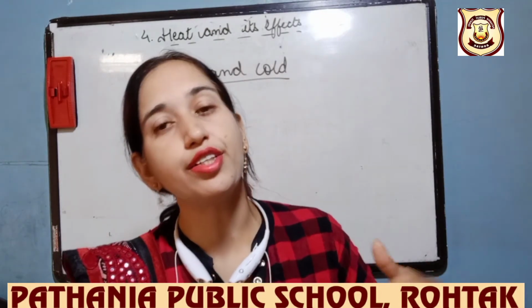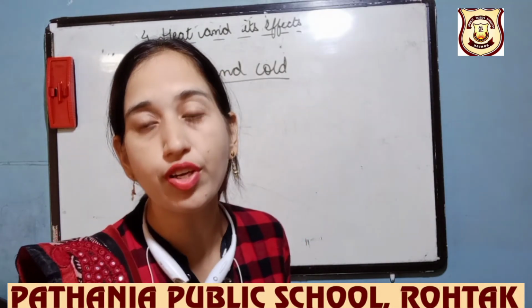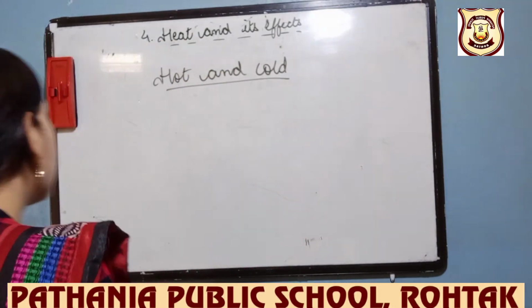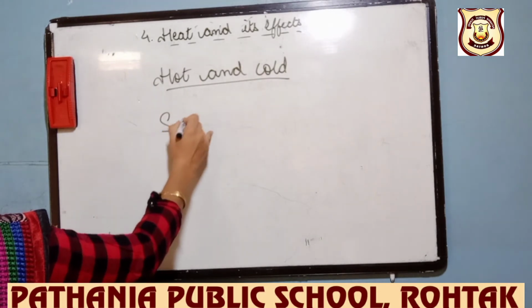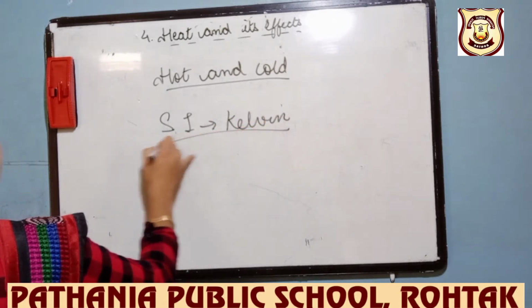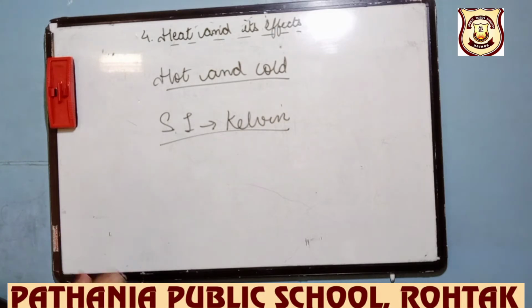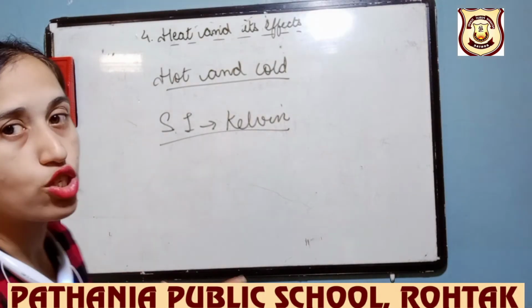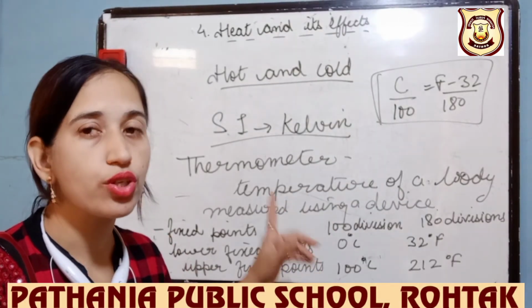So this is related to our topic, that is temperature. Temperature has the SI unit Kelvin. You should remember this. The SI unit is Kelvin. Don't forget, it's important. And next, the definition: the degree of hotness or coolness of an object on some chosen scale is called its temperature. Okay. Yes, beta, we are on temperature. We have done the unit.